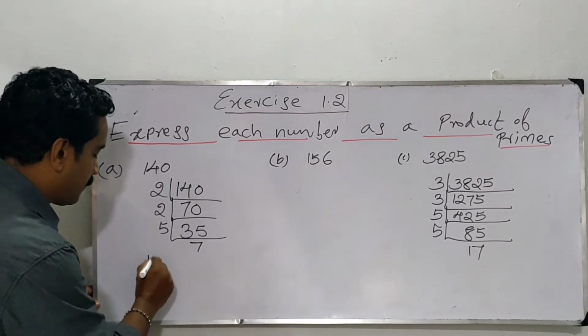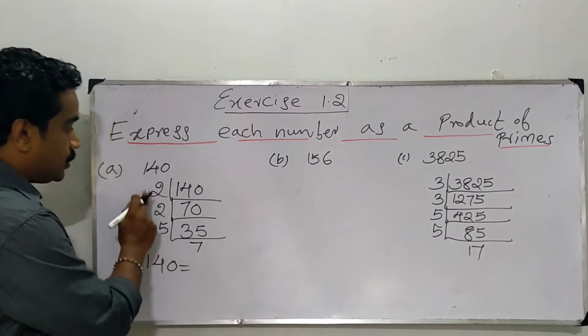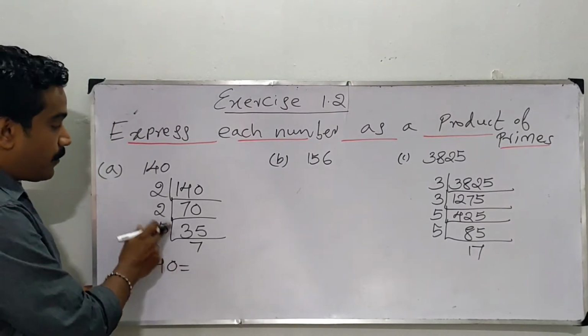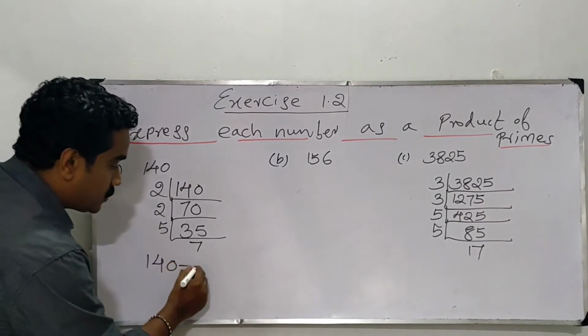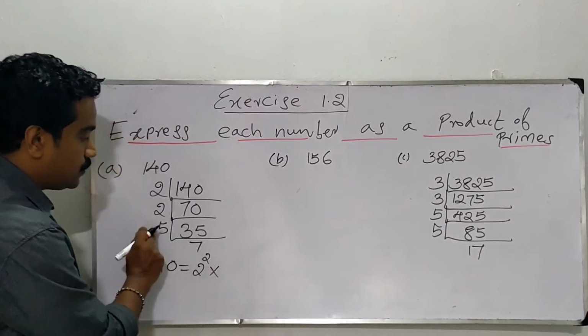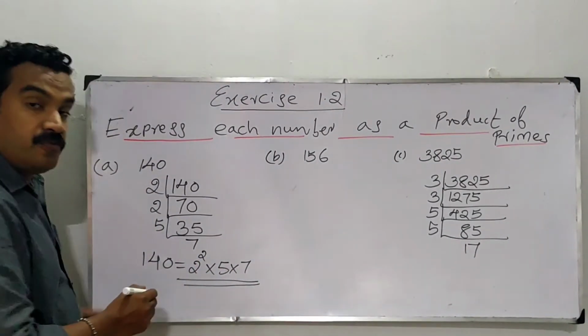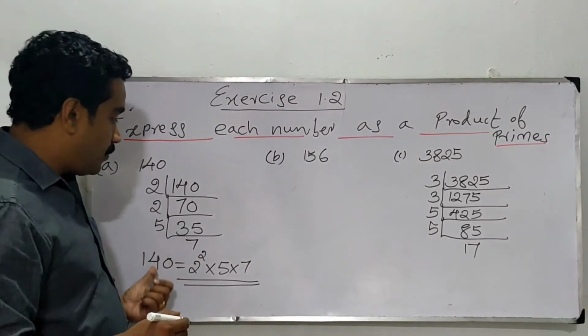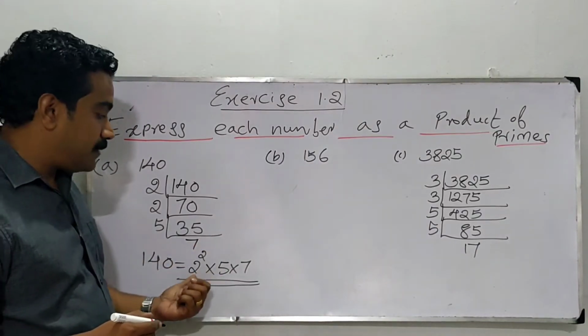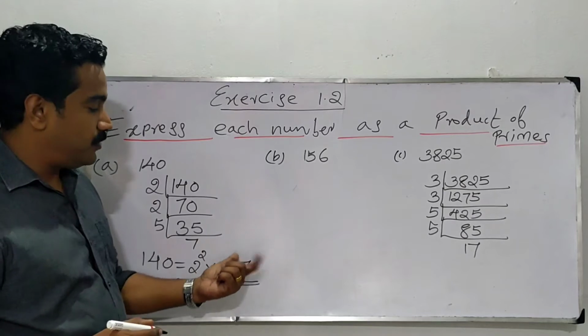So we can express 140 as 2 into 2 into 5 into 7. How many times is 2 coming? 2 times. So it is 2 square into 5 into 7. This is the answer. So we expressed 140, the composite number, as the product of primes: 2 square into 5 into 7.